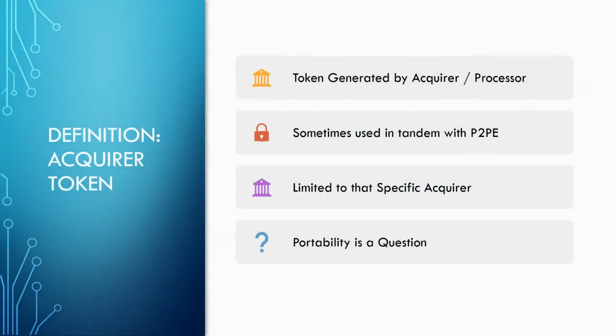Well, we've already talked about a whole bunch of different token types. We only have two to go. Let's get started on them. So, acquirer token. What is an acquirer token? Well, I think based on the name, it's a token that's generated by the acquirer or the processor.